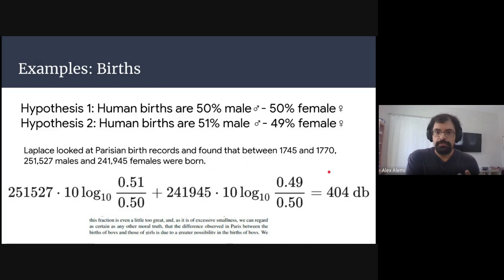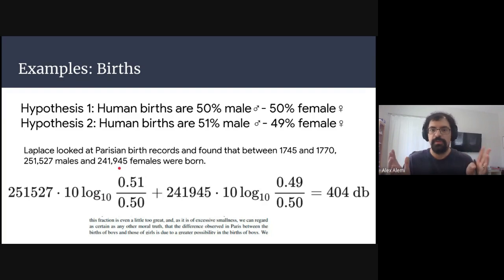Let's do another example. Let's consider 2 hypotheses. Hypothesis 1, human births are 50% male, 50% female. Hypothesis 2, they're actually 51% male, 49% female. So this example actually goes back to Laplace. This is something that he wrote about in one of his first papers doing Bayesian inference. He looked at the Parisian birth records between 1745 and 1770 and saw that there were 251,527 males and 241,945 females born.